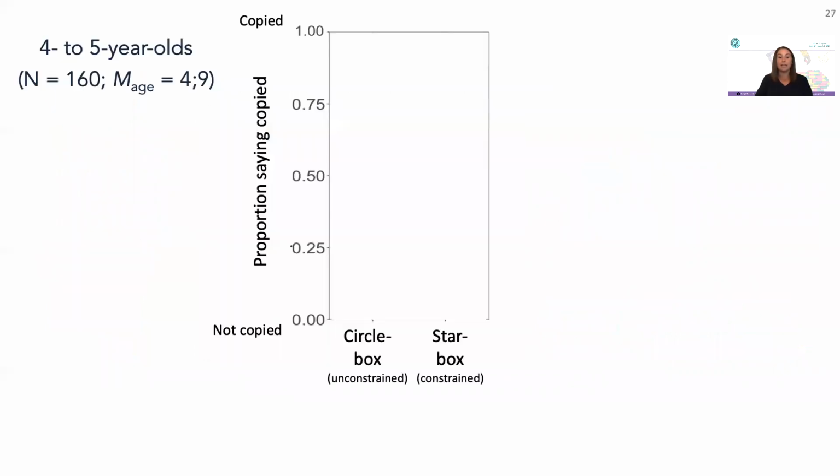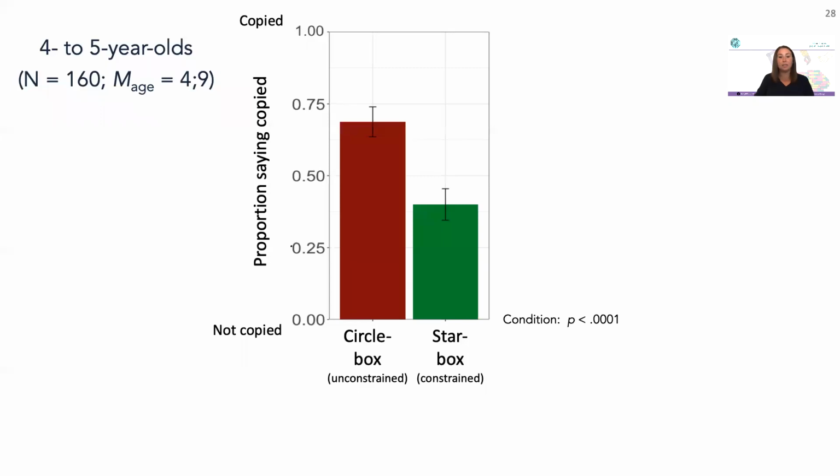So what did we find? In this graph, the y-axis is the proportion of children who said that the puppet copied them, and along the x-axis is which puzzle box they built their tools for, either the circle box or the star box. And remember, the prediction is that children will say that copying occurred less often in the star box condition than in the circle, because the star box provides a functional constraint. And that's what we find.